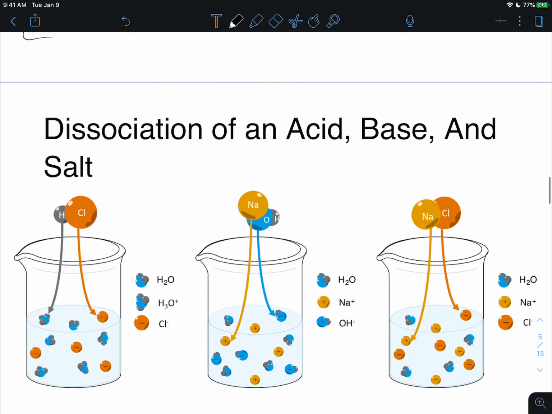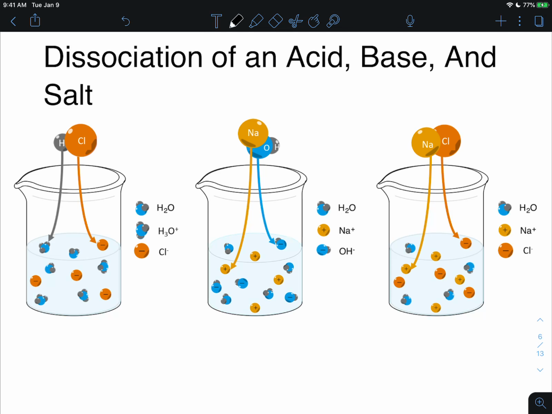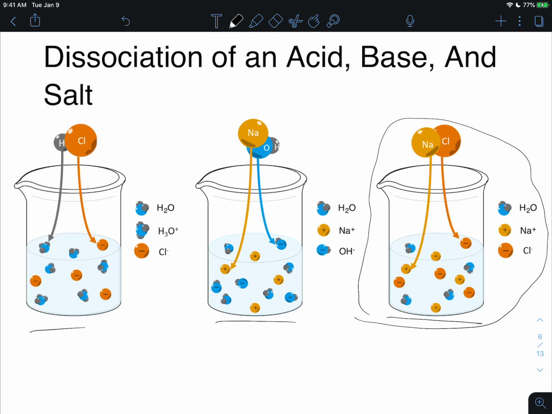Okay, and here's just another way of looking at this, where we bring in the idea of a salt. So a salt is going to dissociate in the same way that our strong acids and strong bases will.